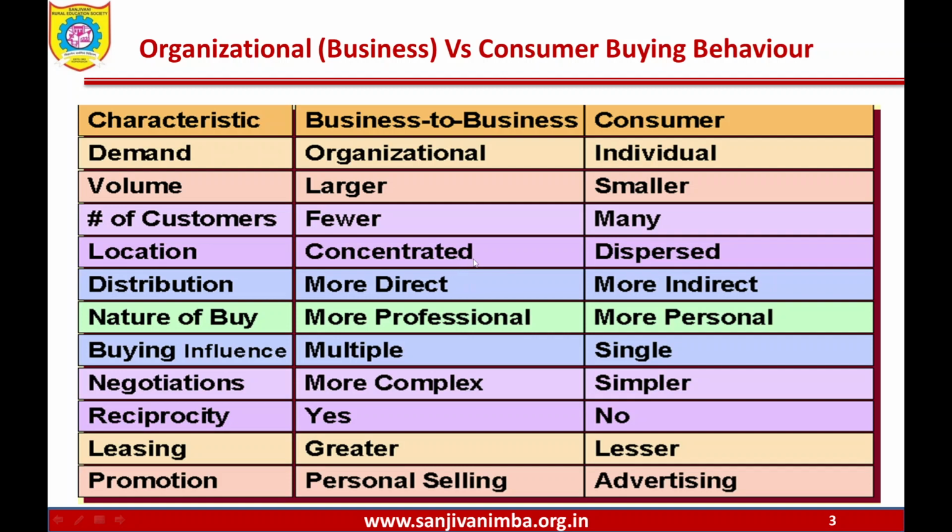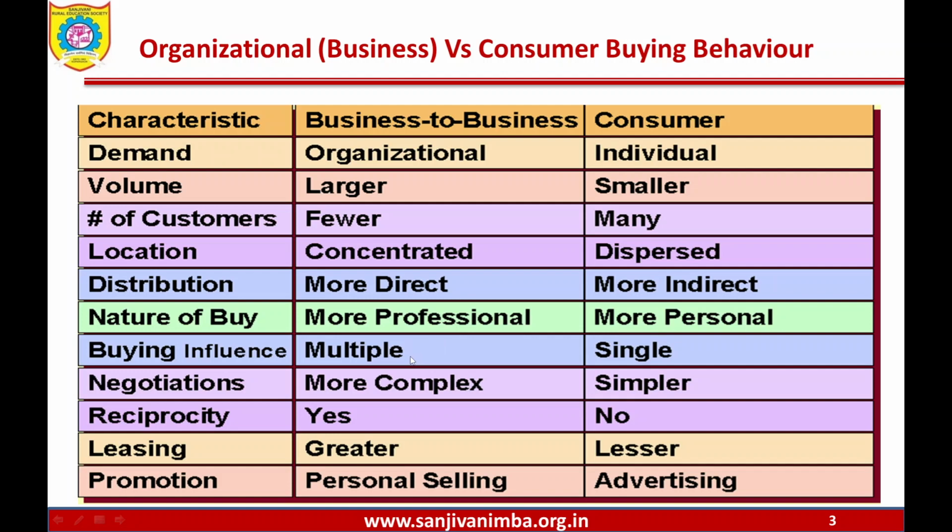Location in business to business is concentrated, but consumers are dispersed, spread across the population. Distribution is more direct, from the company directly to the organizations, while in the consumer case it is more indirect, maybe with distributor, retailer, and then consumer. So there are channel members to distribute the goods from the marketer or company to the consumer. The nature of buying is more professional in B2B, and in the case of consumer, more personal.